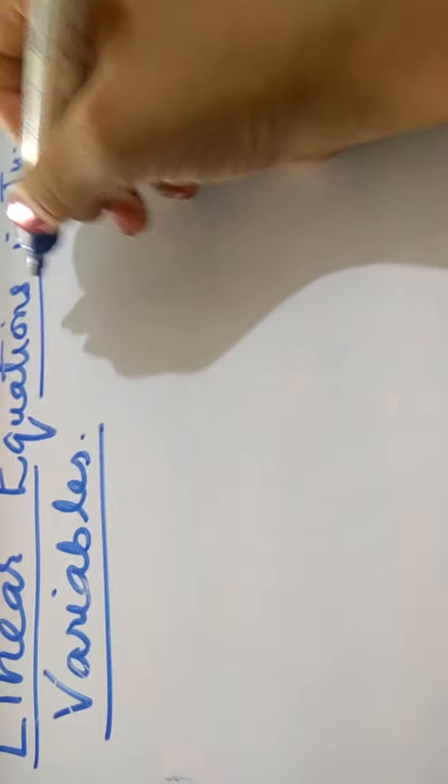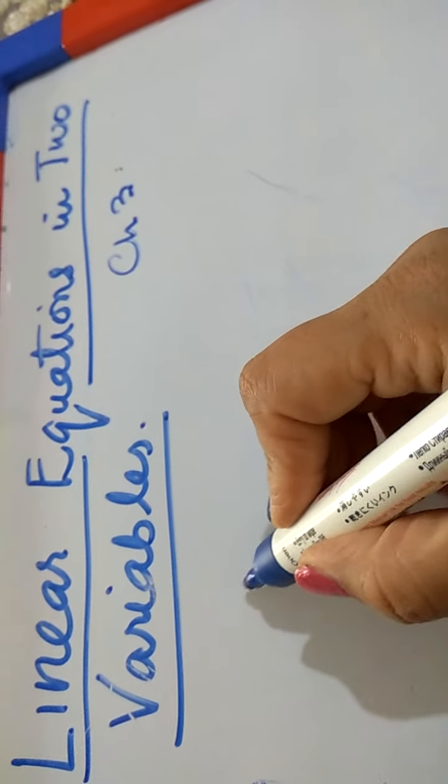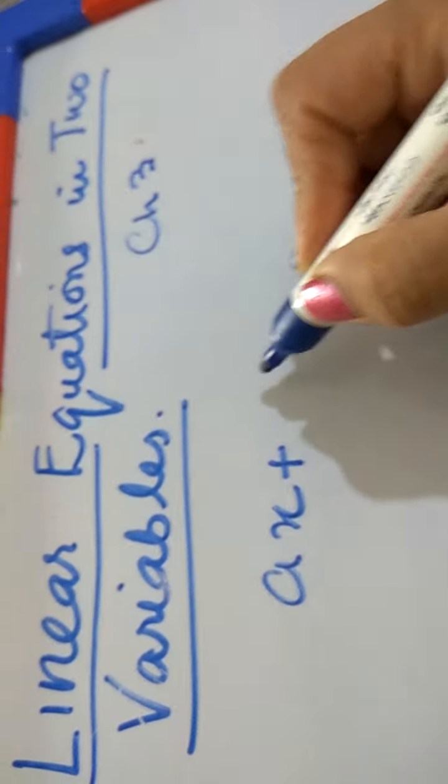So, linear equations in two variables are chapter number 3 of NCERT textbook class 10th. So first, let us take the general form of a linear equation in two variables.